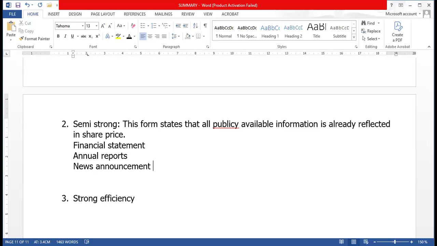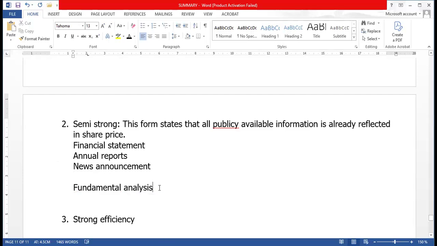So here it means that you who normally do what we call fundamental analysis, trying to analyze such kinds of published documents, this will not help you, because already we are saying that the price of that security, it could be a share, already incorporates that kind of information. So this fundamental analysis becomes ineffective.